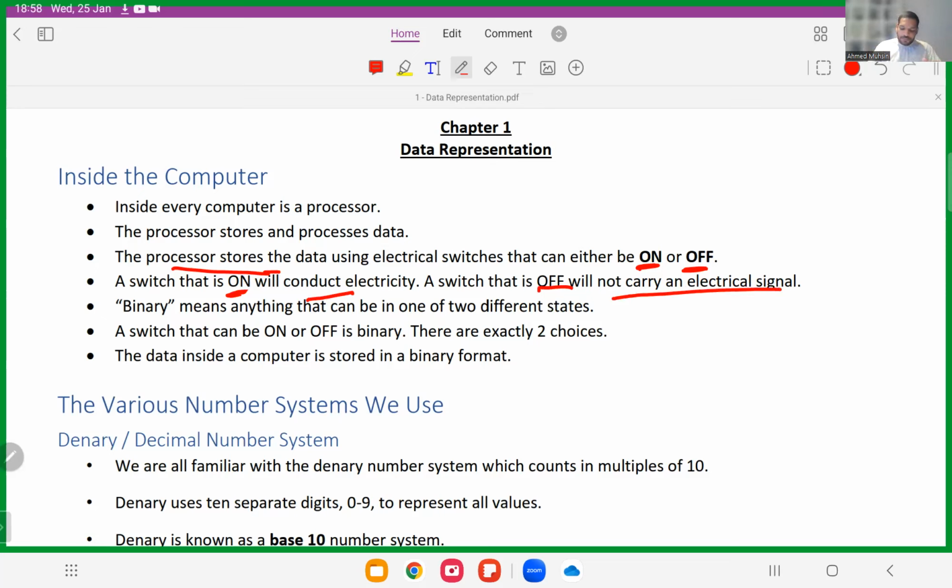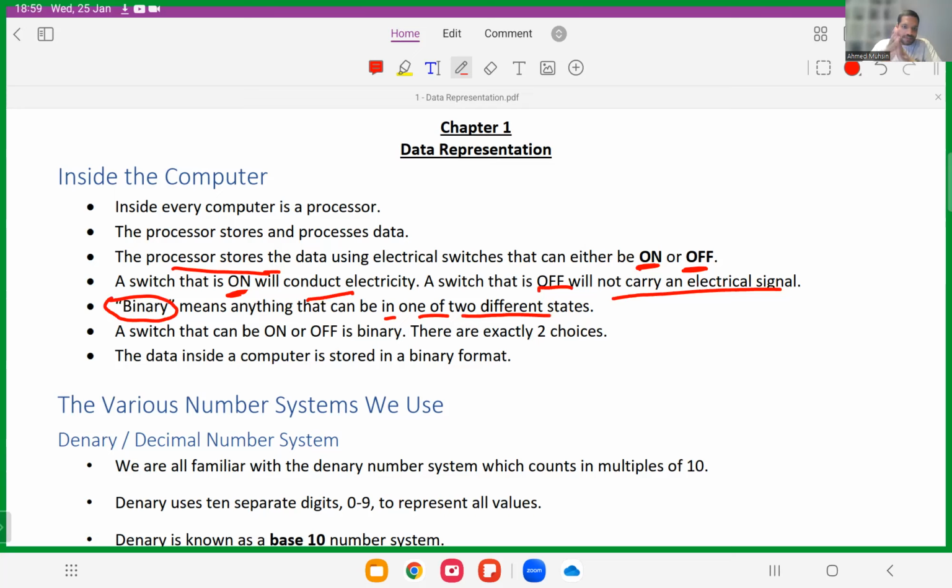Now we come to the word binary. What does binary mean? Binary means anything that can be in any of 2 different states. So when we say binary, we are talking about 2 states only, and those 2 states are either on or off. That's it. There is nothing else in it.